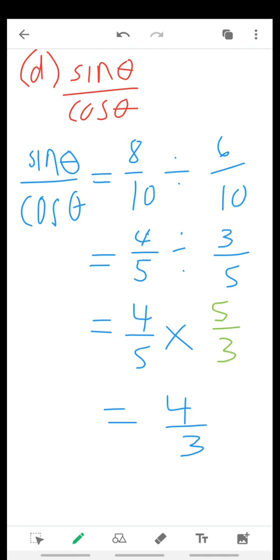I will tip and times. The 5 will go up, the 3 will come down. That's why I wrote it in a different color so that you see. When you tip and times, only the part on the right is changing. Leave the left. 4 over 5 remains as 4 over 5. Now 5 and 5 cancel. I'm getting my answer as 4 over 3.